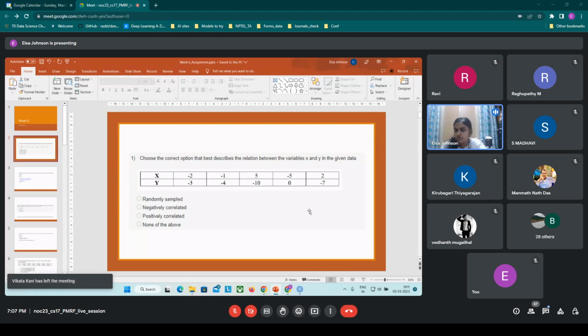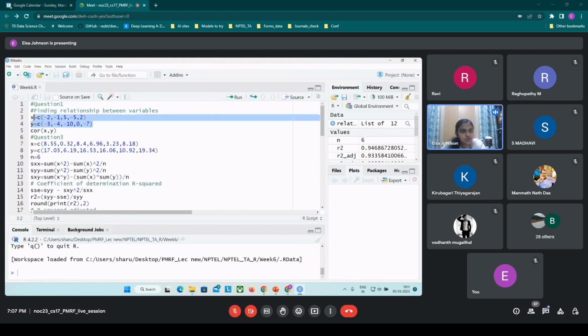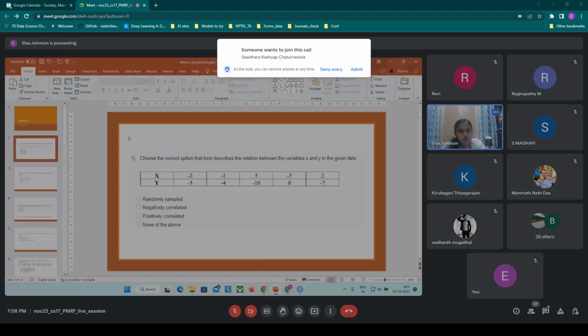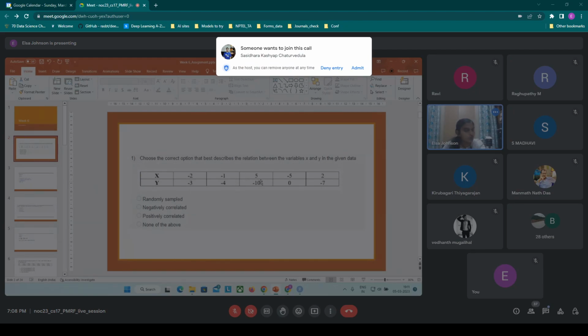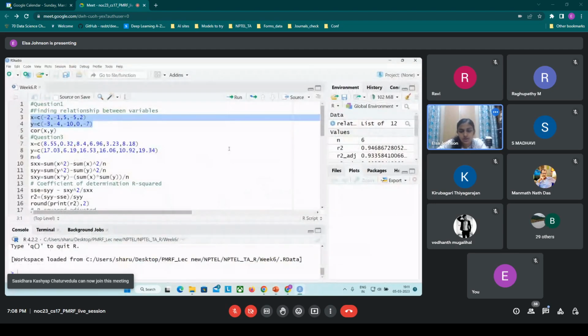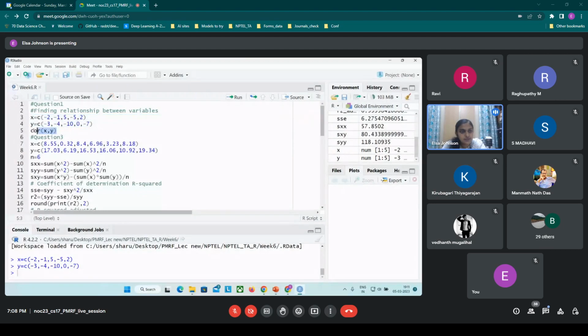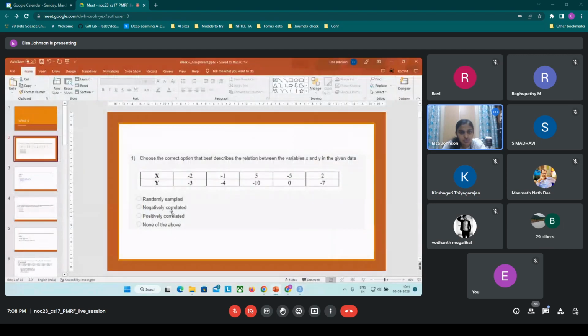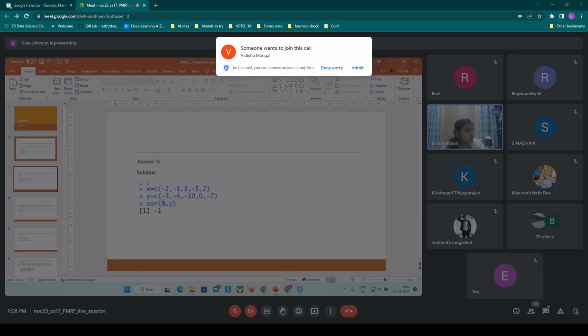Okay, so we'll check in R Studio. These are the values: x equal to -2, -1, 5, -5, 2, and y equal to these values. I'll just run the code and we will see the correlation. It's written as -1. So what will be the answer here? Can you tell me? Negatively correlated. Yes, the answer will be negatively correlated.